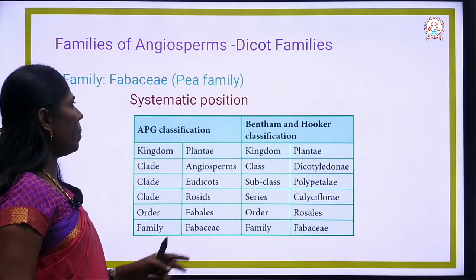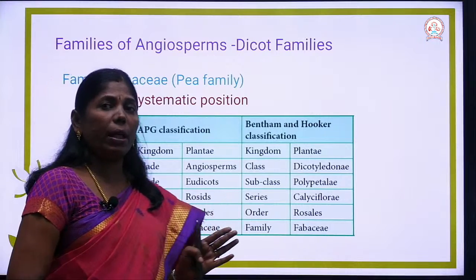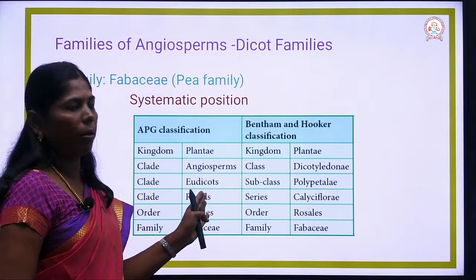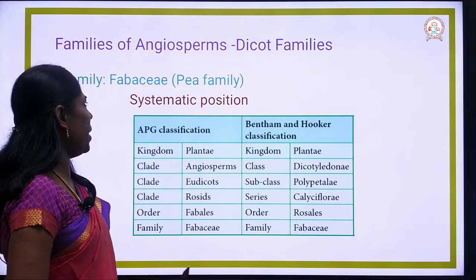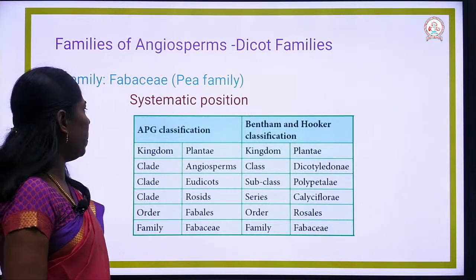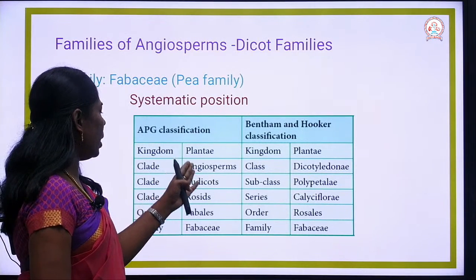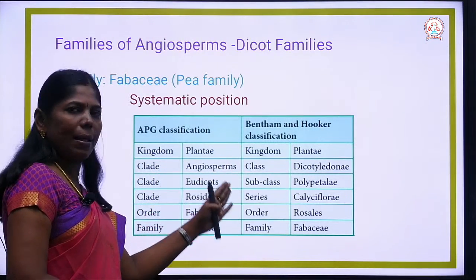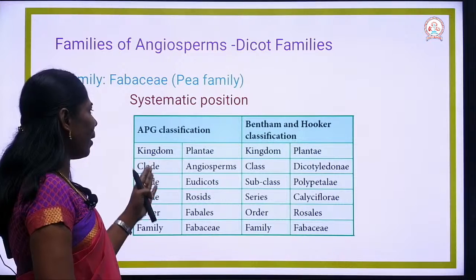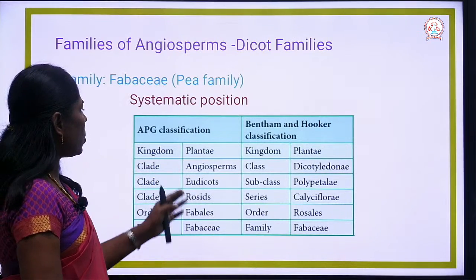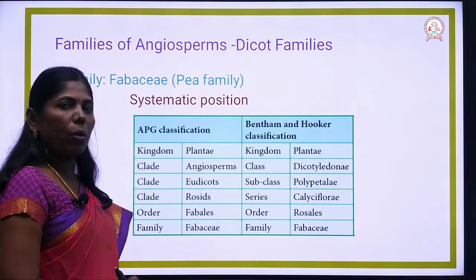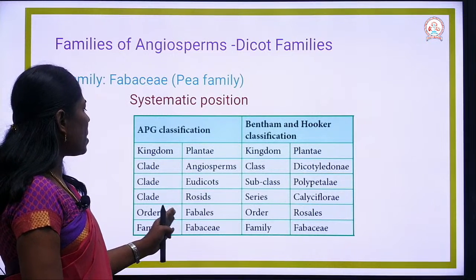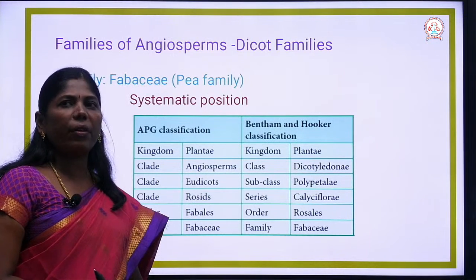So next, this is the systematic position. The systematic position is very important. It's a 3-mark question. It is based on the APG classification. The kingdom is Plantae, and the last three, the class, subclass and series, are together called a clade. So that is angiosperms, eudicots and rosids. The order is Fabales, and the family is Fabaceae.